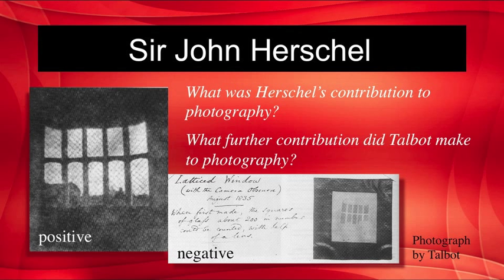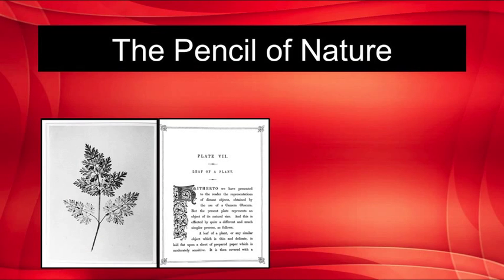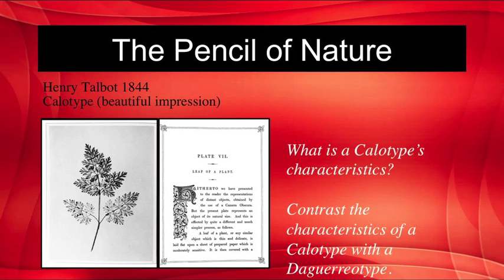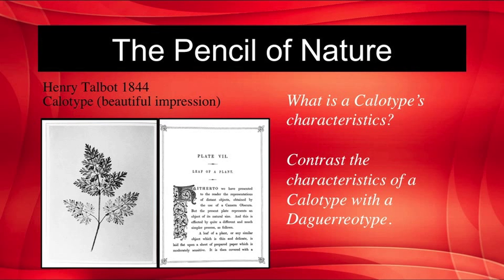Herschel later named Talbot's invention photography, from the Greek photographos, meaning light drawing. Late in 1840, Talbot achieved a further breakthrough and was able to increase the light sensitivity of his paper, expose a latent image, and then develop it after it was removed from the camera. Initially, he called his invention a calotype, but later changed it to Talbotype.